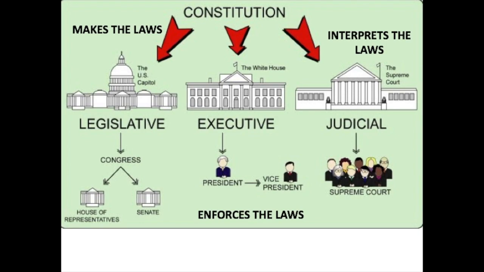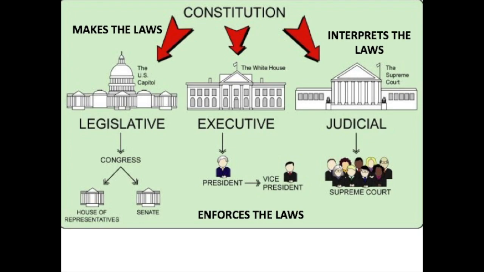So Article 1 of the Constitution deals with the legislative branch. Their main job is to legislate. To legislate means to make laws. The main body of the legislative branch is the U.S. Congress, which, as we talked about in the previous lesson, is a bicameral institution, meaning that it has two chambers or two houses within it, the House of Representatives and the U.S. Senate. No laws can get passed without both of them agreeing on it.